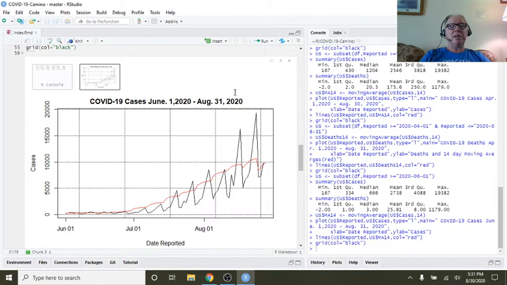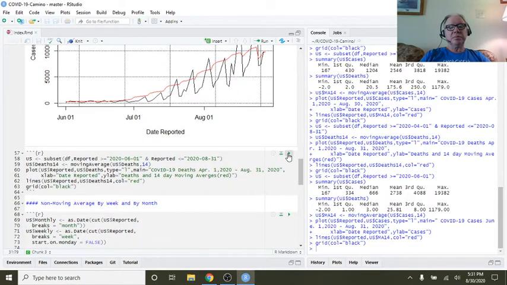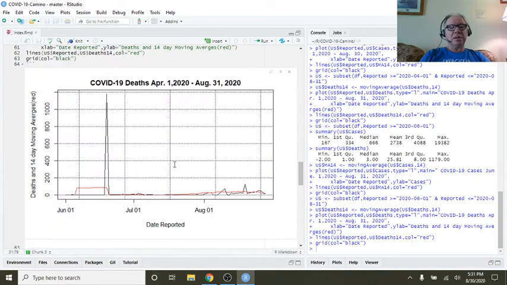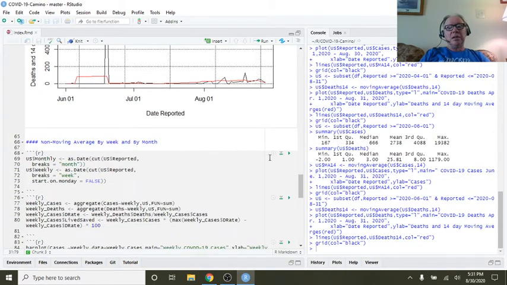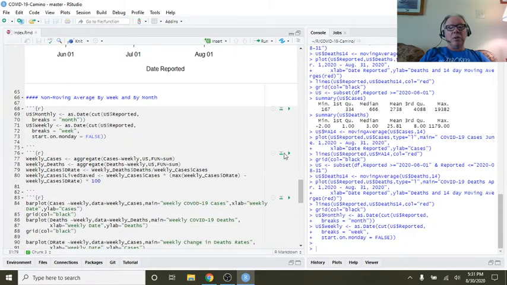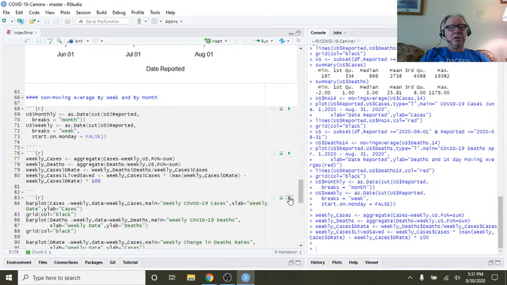Cases are climbing. Deaths are remaining flat at under 200 a day. Probably under 100 a day. Okay, this is probably close to 125. This is probably less than 100. Okay, let's look at the weekly averages.